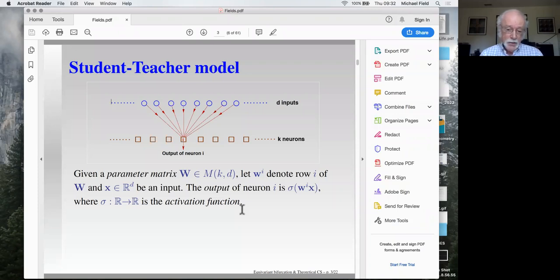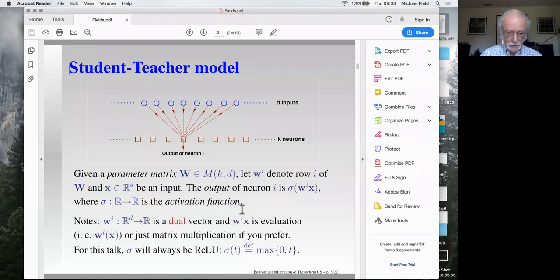So I'm going to let W_i denote the row i of the parameter matrix. x in R^d will be an input, and the output of the neuron I'll denote by sigma(W_i x), where sigma is the activation function.